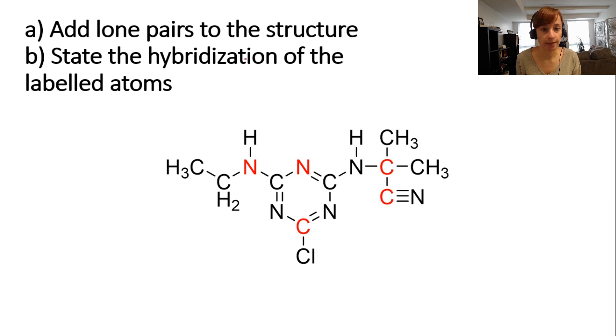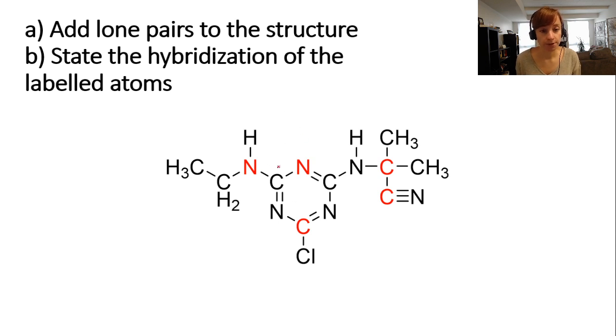So first we need to add lone pairs to the structure. What's good to know is carbons have no lone pairs that need to be added, so we don't have to worry about carbons. Hydrogens are only able to make one bond, so they have no lone pairs either. So in this case, what we need to look at are all the other atoms that are not carbon or hydrogen. So in this case, we have 1, 2, 3, 4 nitrogens to think about, and 1 chlorine atom.